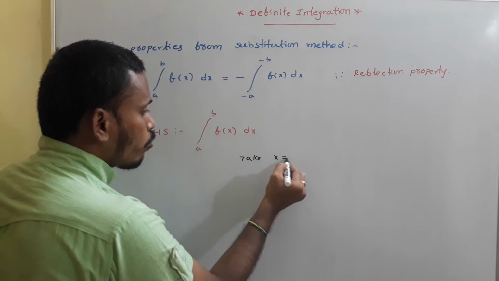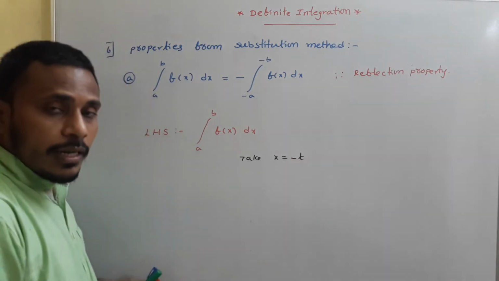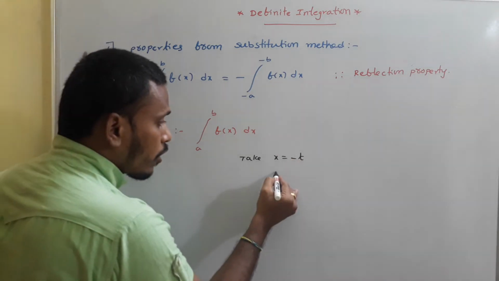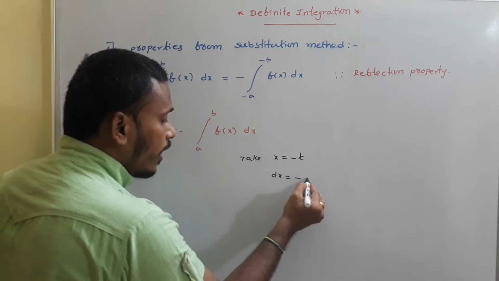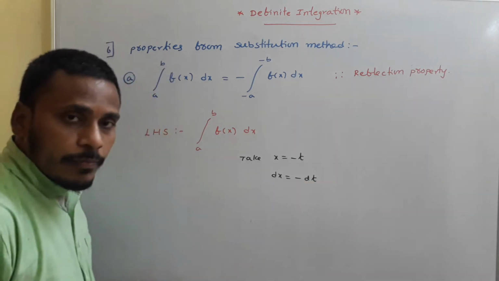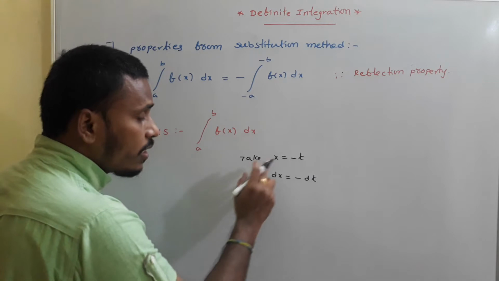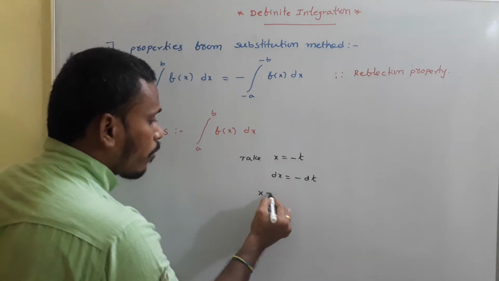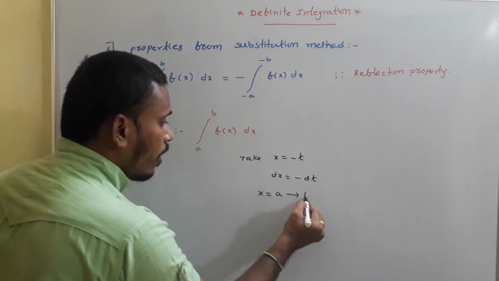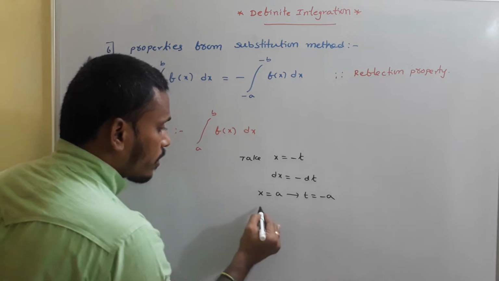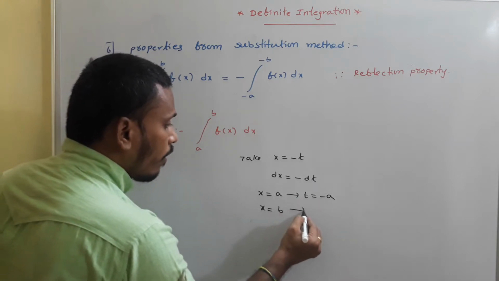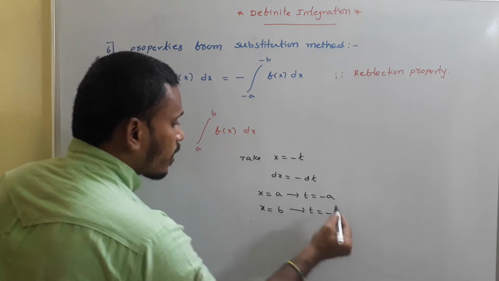x is equal to minus t. That's it. Take x is equal to minus t. If x is equal to minus t, what do you say? dx is equal to simply minus dt, right? And since dx is equal to minus dt, x is equal to minus t. Now think about the limits. x is equal to a will become t is equal to minus a. x is equal to b will become t is equal to minus b, right?